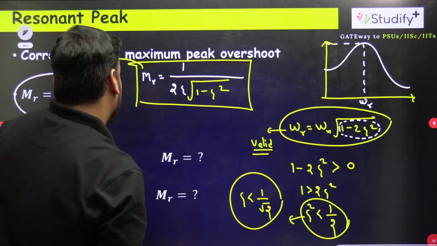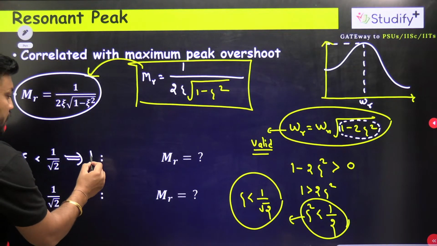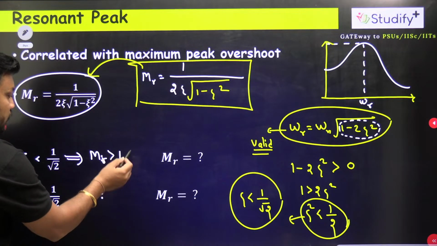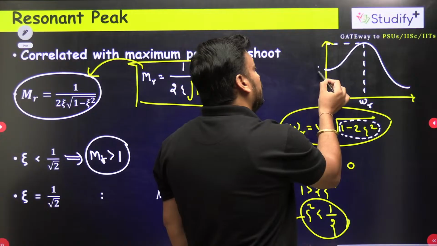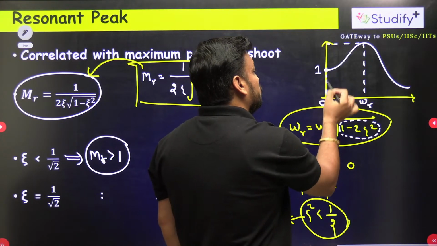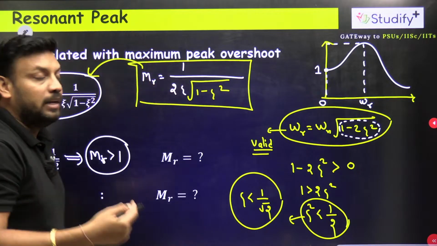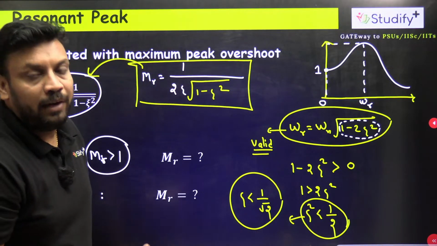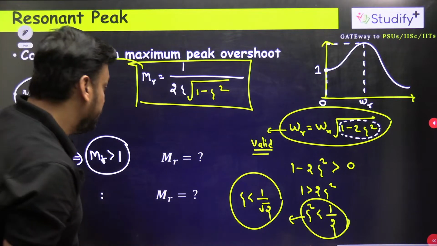सुनो. And once zeta is less than 1 by root 2, then only your Mr will be greater than 1. Why greater than 1? Because ये start ही 1 से हुआ था. It started from 1 only at omega equal to 0. So of course, अगर Mr का value greater than 1 है, then only it will have the significance कि वो peak value है. वरना फिर peak कैसा? क्योंकि 1 से तो start ही हुआ था. तो peak value at least should be greater than 1. Yes or no?